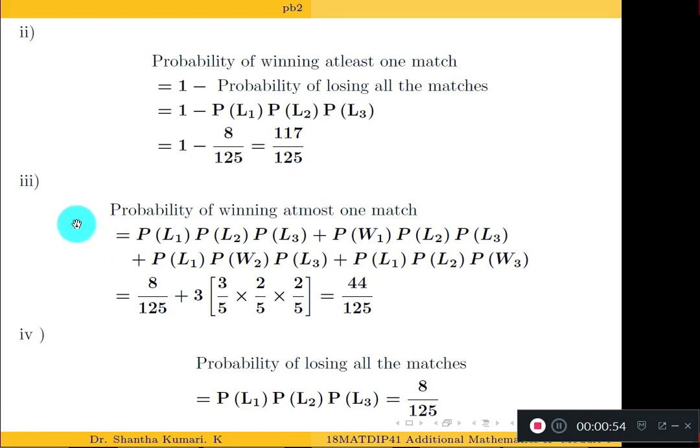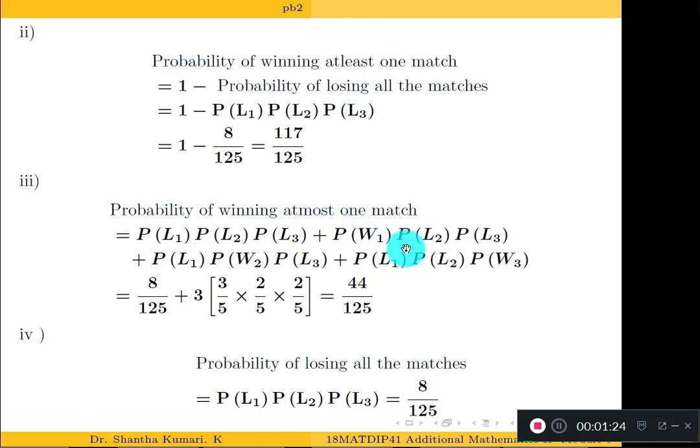Third question, probability of winning at the most one match. At the most one match means the maximum possible number of matches winning is only one. So either it is only one match or less than one. That means 0 matches. 0 matches means all the 3 matches they are losing. So P of L1, P of L2, P of L3. All the 3 matches they are losing. One possibility. Plus exactly one match.